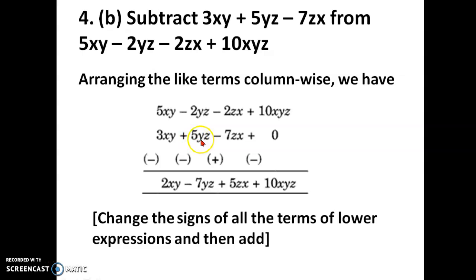Here also plus 5yz, so change into minus. Here it is minus 7zx, so that will change into plus 7zx. So this is how you have to change the sign of the expression which has to be subtracted from the first expression. Then now, as usual, how we did for the addition, same way you have to do it. So here 5 minus 3.